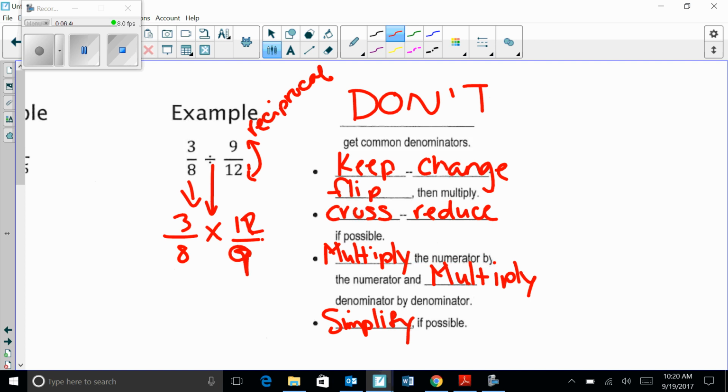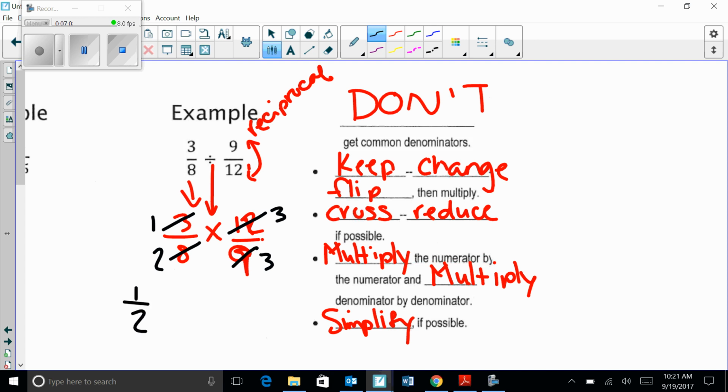Fix that 9. Okay, so now we simply pick up our multiplication steps. So I'm going to look and see if I can cross reduce anything. I know that 3 goes into 3 one time, 3 goes into 9 3 times. I know that 4 goes into 12 3 times. 4 goes into 8 twice. So I'm going to rewrite what I have.